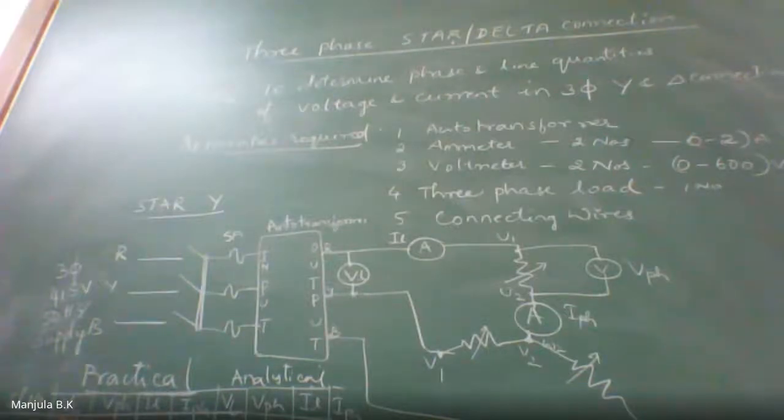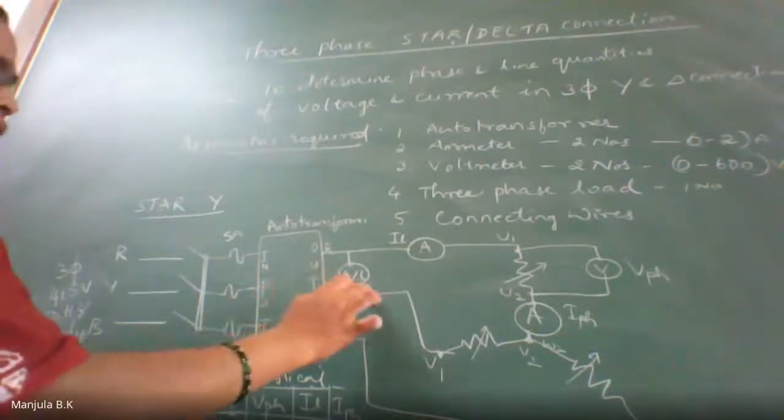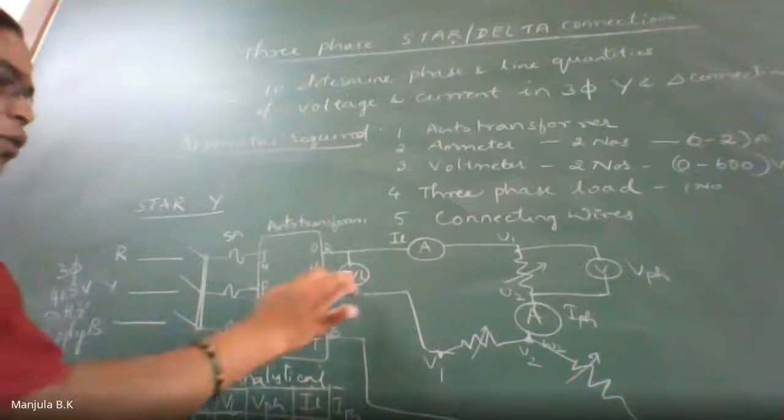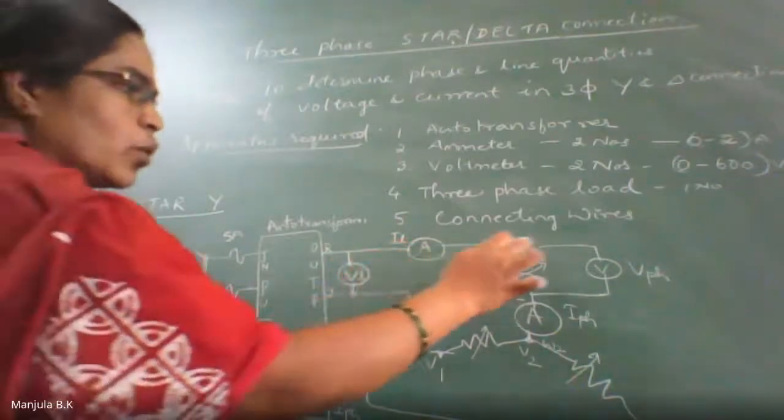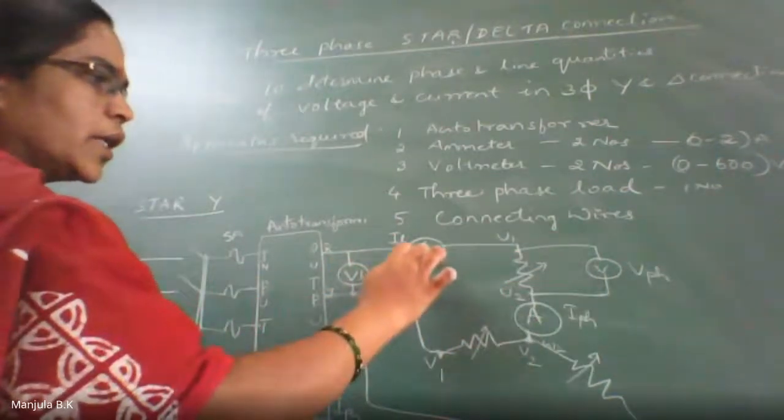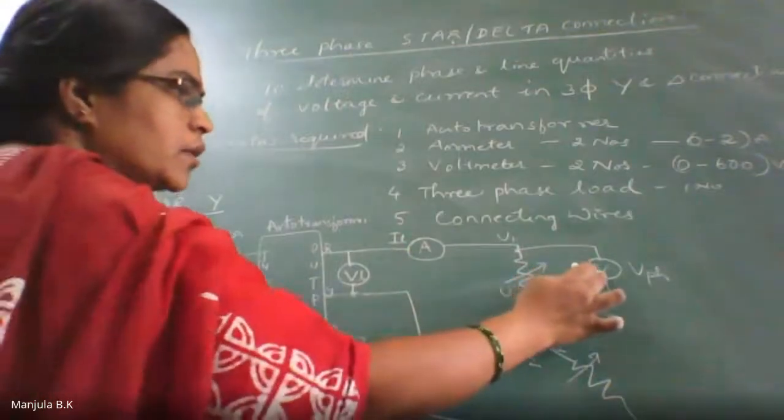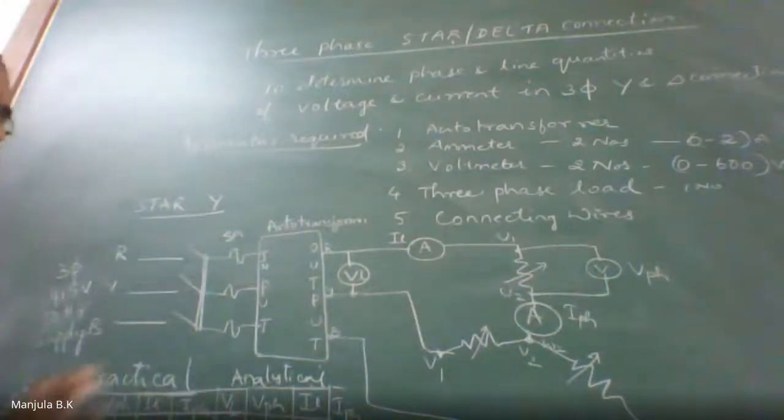100 volts. This has to be measured. So VL is measured. This is set to 100 volts. Take down all the readings of the ammeters and the phase voltage. So note down the data. Next step, we will vary that to 250 volts.